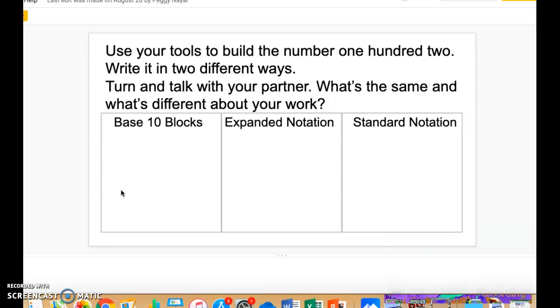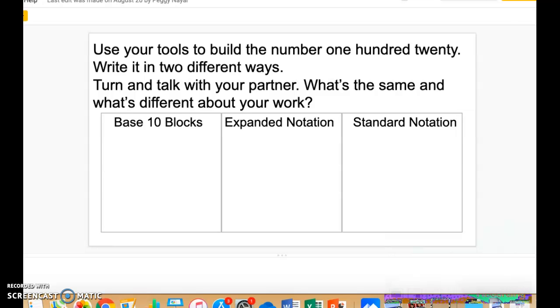All right, we're going to do one more example. The number in standard notation is 120. Write down 120. And now we're going to build the number 120, and we're going to put it into base 10 blocks and expanded notation. I want you to try this on your own first. Pause the video and then come back.